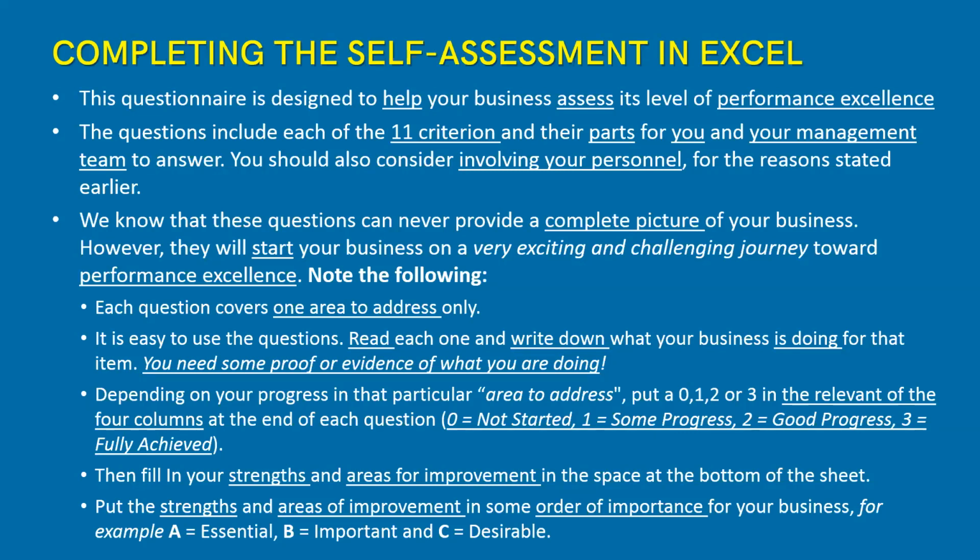It's important to note the following. Each question will cover only one area to address. It is easy to use the questions. Just read one, write down what your business is doing for that item. Just remember that you need some proof or evidence of what you are doing. Depending on your progress in that particular area to address, put a 0, 1, 2, or 3 in the relevant one of the 4 columns at the end of each question. 0 would stand for not started, 1, some progress, 2, good progress, 3, fully achieved.